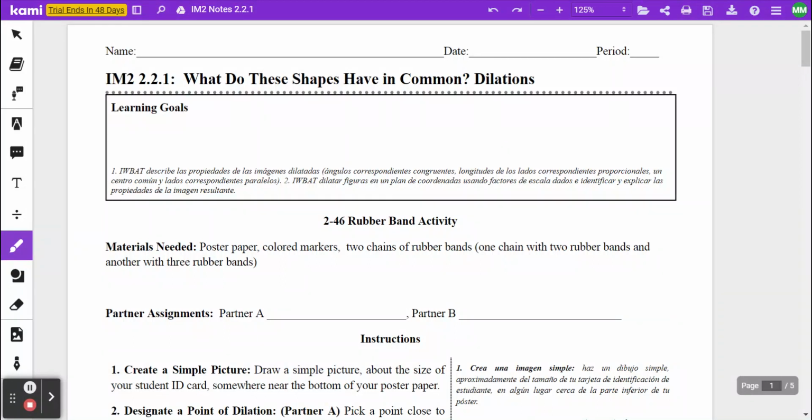What do these shapes have in common? We're talking about dilations. So for our learning goals, we have two. We'll write them in first person. I will be able to, 1, describe the properties of dilated images.